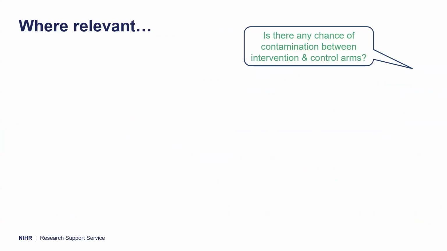Where relevant, is there any chance of contamination between intervention and control arms if you are making a comparison? A typical example might be if you were implementing a nursing intervention on a ward, are they going to chat to their fellow nurses about it? You can't really individually randomize nurses. You're probably going to have to randomize wards or hospitals. It becomes a much more complex situation.